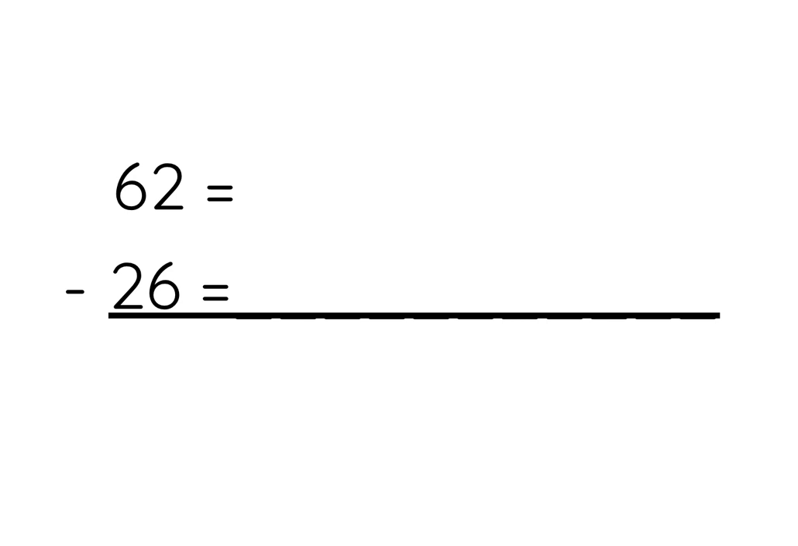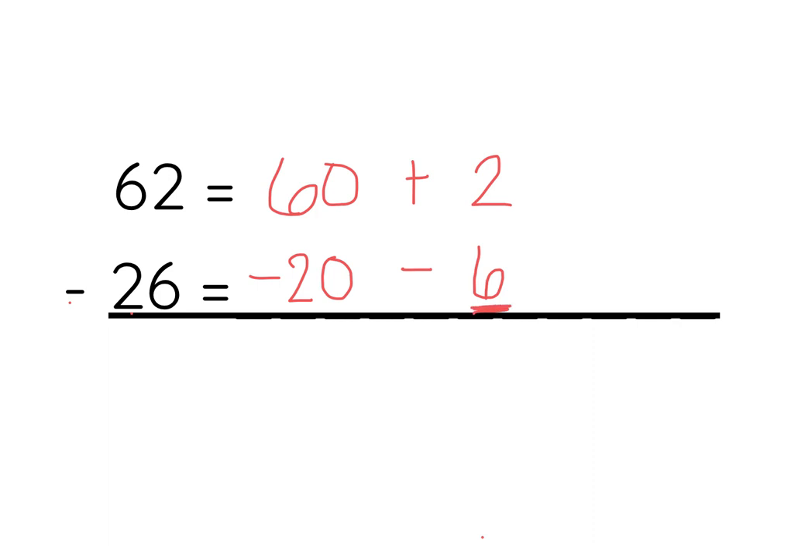All right, 62. On your whiteboard, write down 60 plus 2. Underneath it, we have a minus 26. So I need to write down a minus 20 and a minus 6. Again, with this strategy, we start on the right side, and I look at it and say, oh, again, my big digit's on the bottom, so I need a strategy.